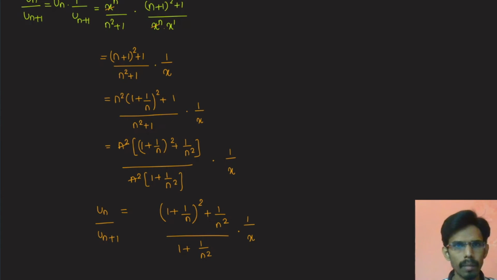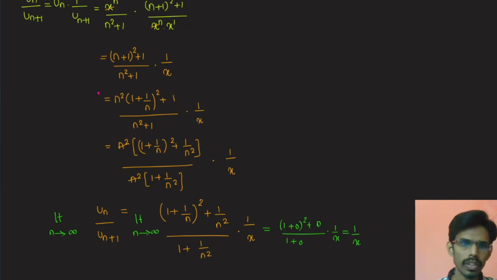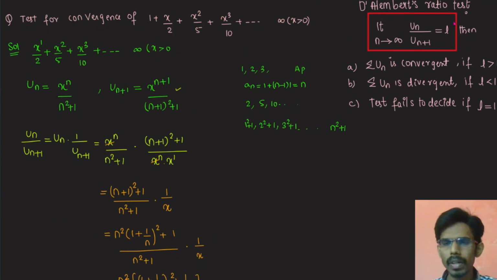Now apply limits on both sides. Limit n tends to infinity. When n tends to infinity, 1 by n tends to 0. So we have 1 plus 0 plus 0 by 1 plus 0 into 1 by x. This will be 1 by x only. So we got this limit L value.